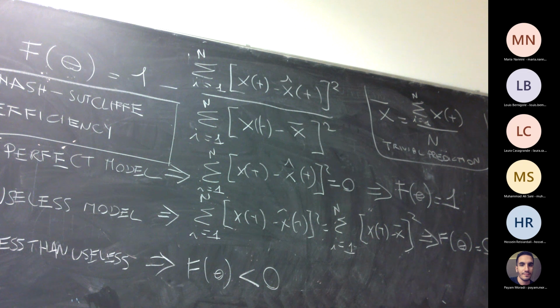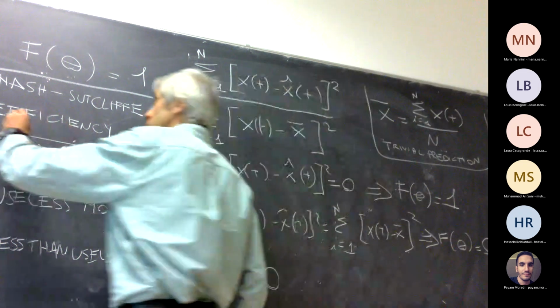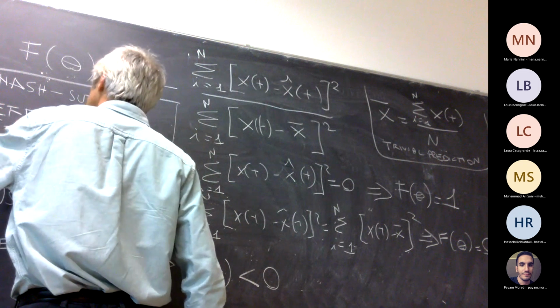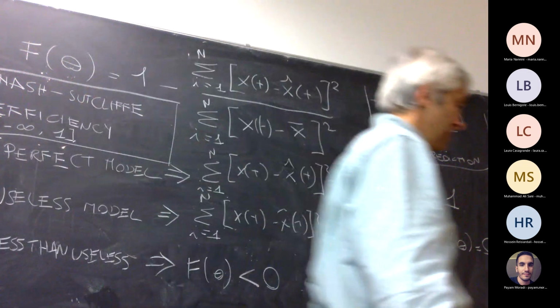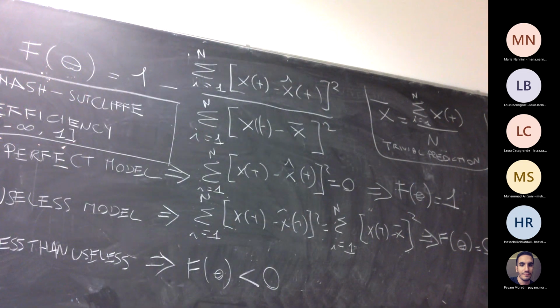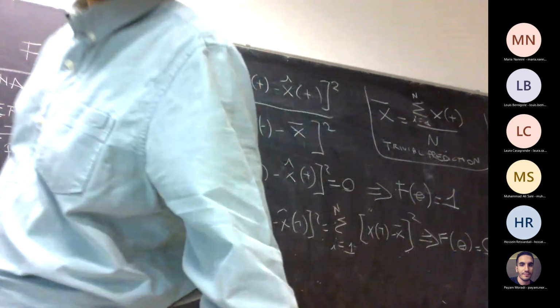It's to be avoided. So the Nash efficiency is in the range minus infinity to 1. Once again, the difference is not computational. If you use it on the computer, Nash efficiency is the same as least squares. The difference is in communication. Okay. Questions?